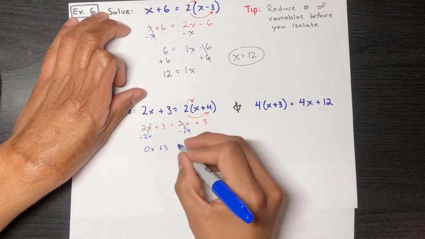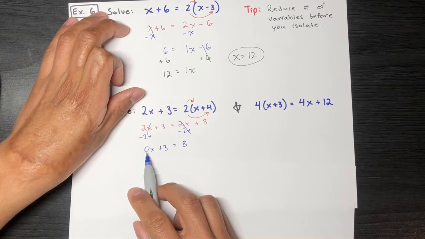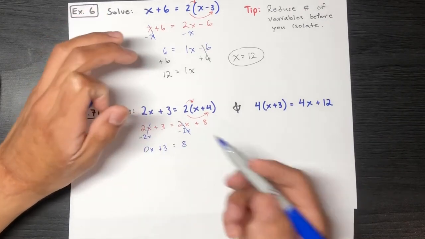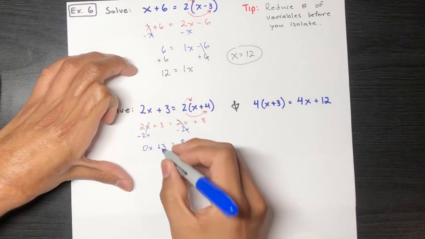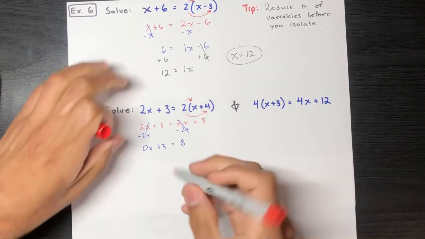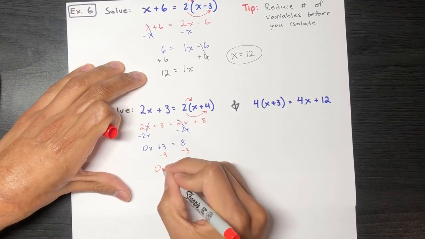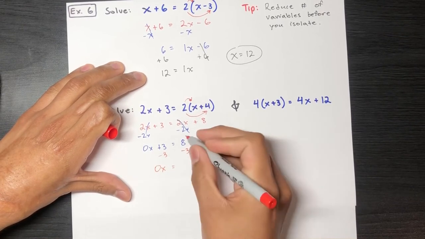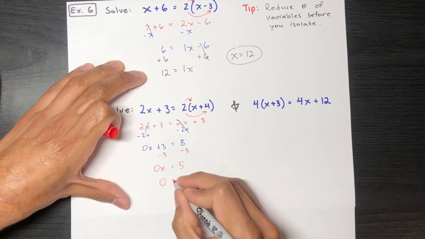We still have 0x plus 3 equals 8. I like to keep that 0x there so that you remember what was attached to the variable. Even if you have a 0 at the end, you could just simplify it, but let's keep it as 0x for now until we get our final answer. And then we subtract 3 from both sides. So now we have that 0x equals 5. 0x is just going to equal 0.